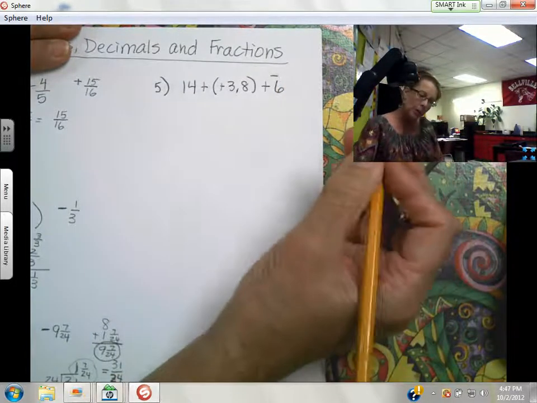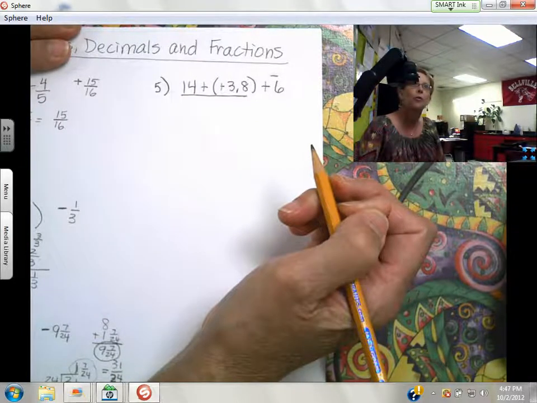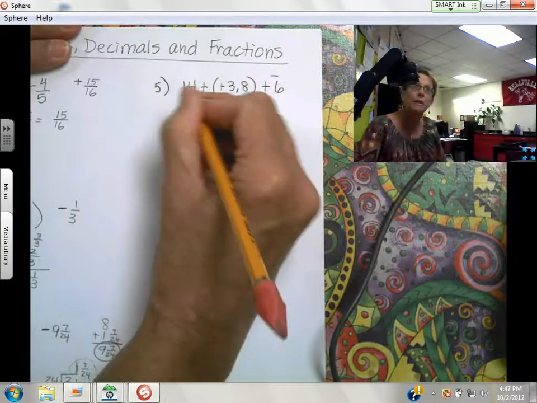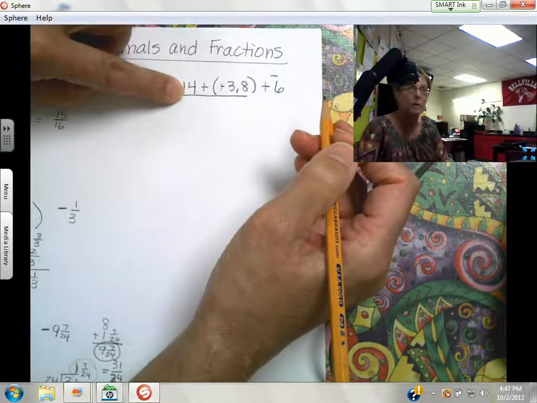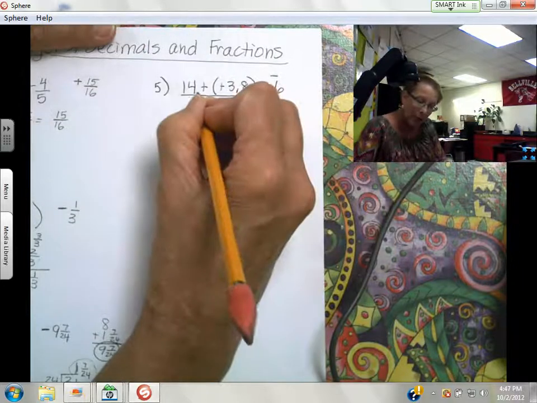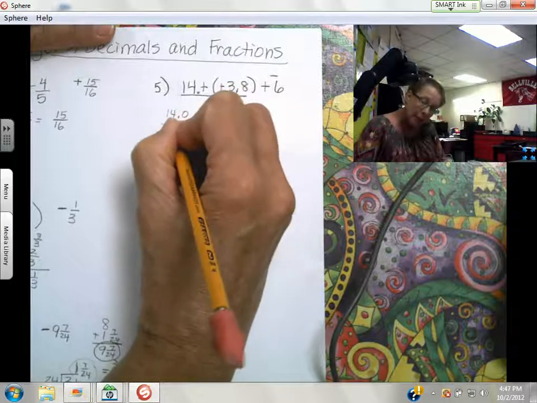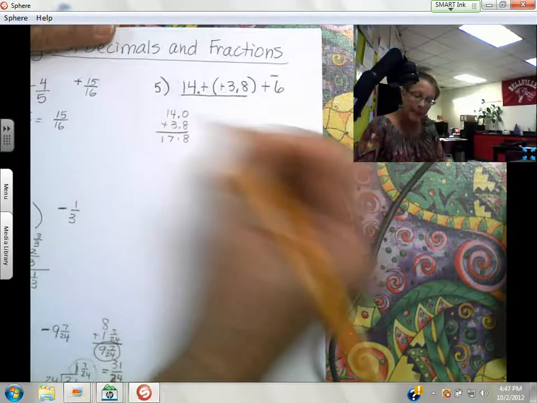So we've got 14. We've got 2 positive numbers here. 14 plus 3 8/10. Where's my decimal in my 14? Do you see it here before? No. Do you see it here in the middle? No. So that means it's a whole number. It's at the end. So I have 14 plus 3 8/10, which gives me 17 8/10.